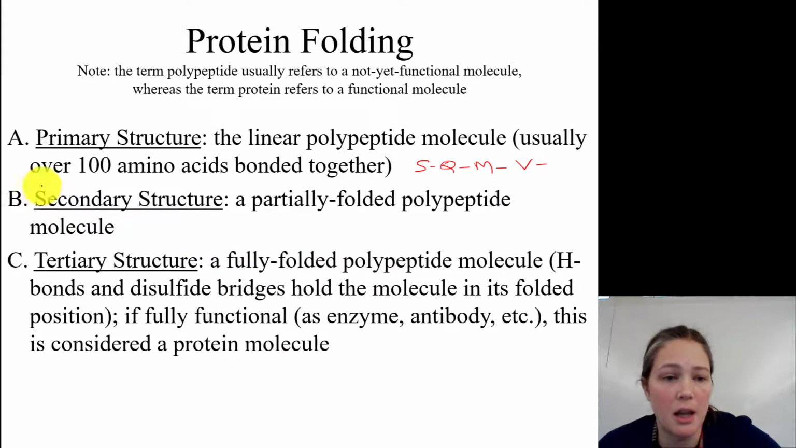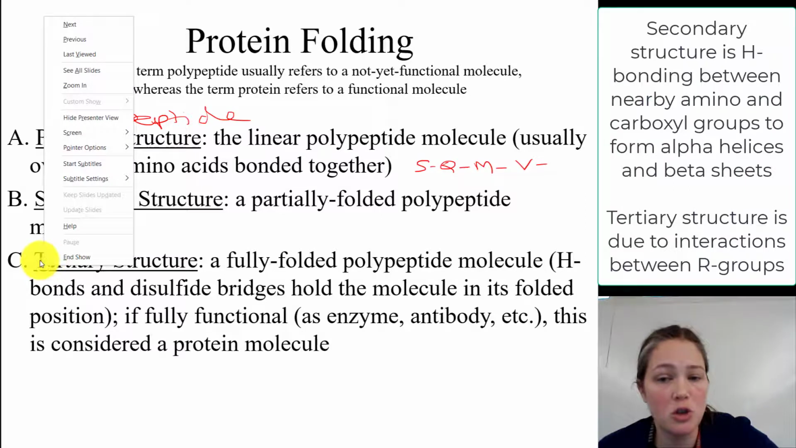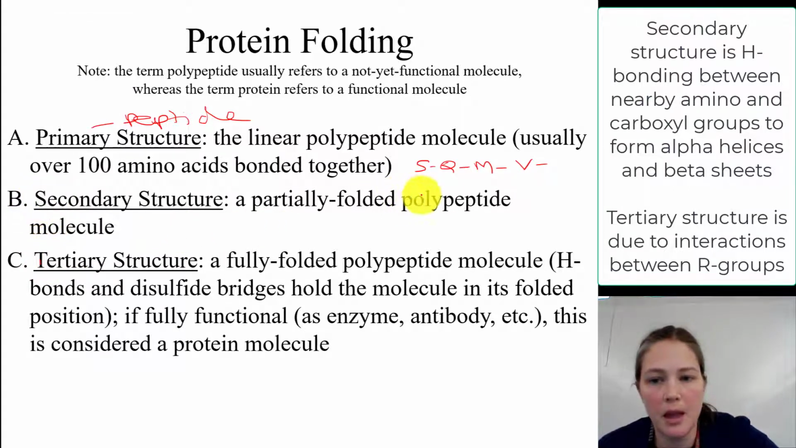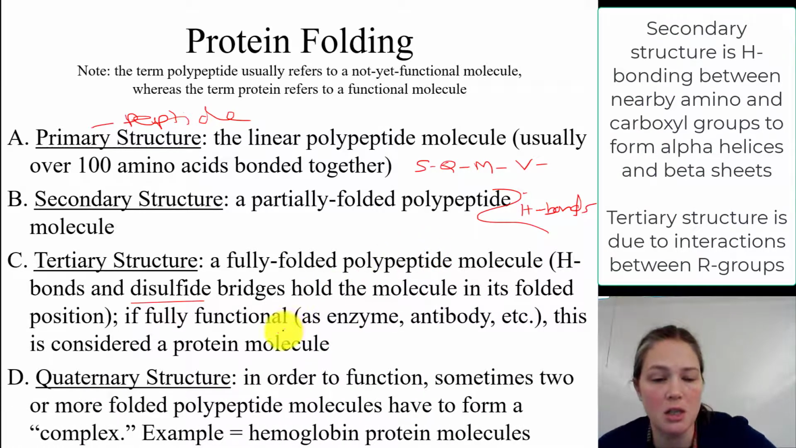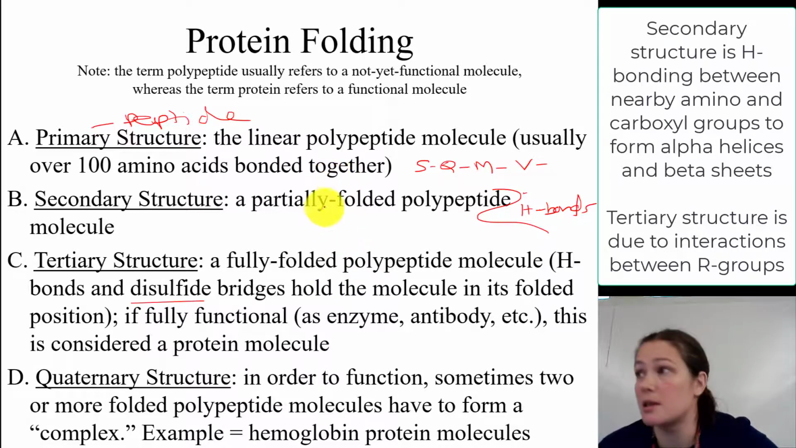So primary structure is held together by peptide bonds, which are covalent. Secondary and tertiary are held together by hydrogen bonds mostly. But tertiary structure can sometimes be held together by other bonds. There's also some disulfide bridges, sometimes some ionic bonds. These are covalent here. And so at this point, it's considered a protein molecule. Some proteins require 2 or more folded polypeptides to function, like hemoglobin has 4 subunits to function properly. So those are the different levels of organization.